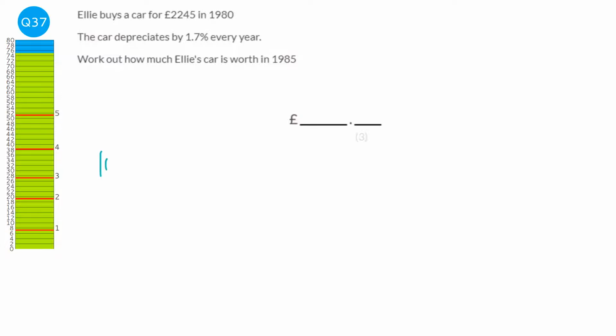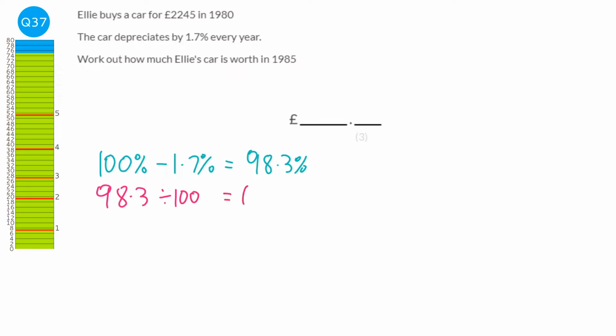So we're going to start off with 100%. And it says that the card depreciates. That means goes down by, so it goes down by 1.7% every year. So we do 100 take away 1.7, which is 98.3. And that's percent. And we want that as a decimal, or as a multiplier we call it. And so we just divide it by 100 to make it into a decimal, 0.983. And that's our multiplier.